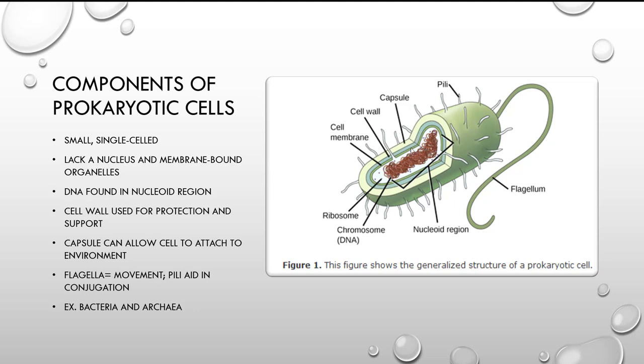And then they even have another layer called a capsule. Not all bacterial cells have the capsule, but some of them do. This extra capsule allows them to attach to the environment. So if they're going to attach to a substrate, they might have this extra capsule surrounding the cell wall.